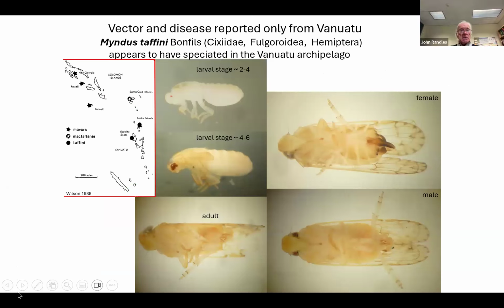So this is the vector. The larval stage and adults all develop on Hibiscus tiliaceus. The females and males are easily identified, but it's unusual in that this particular species is localized only in Vanuatu. You'll find Myndus in the Solomons and in the Santa Cruz Islands, but they're different species. And so there's been no cross hybridization of the vector. So that's what we know about the distribution of the vector. It seems to be just in the Vanuatu archipelago.